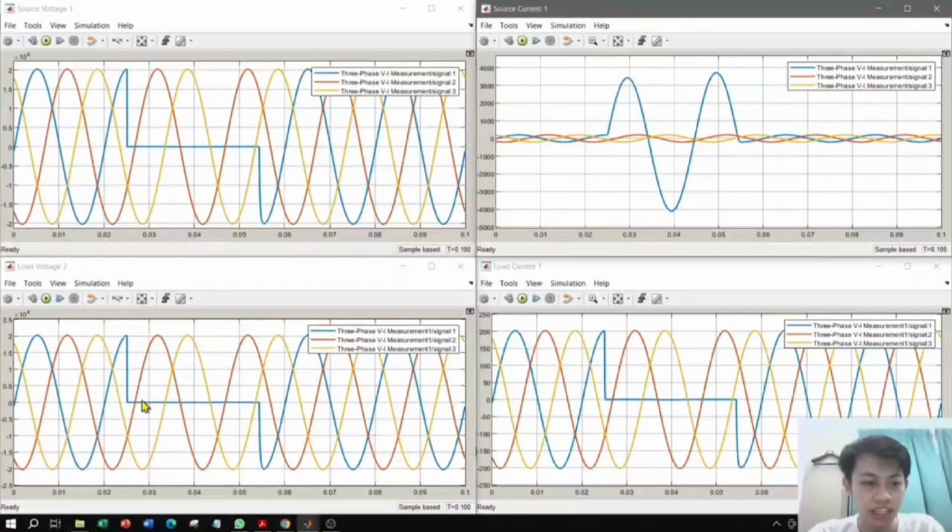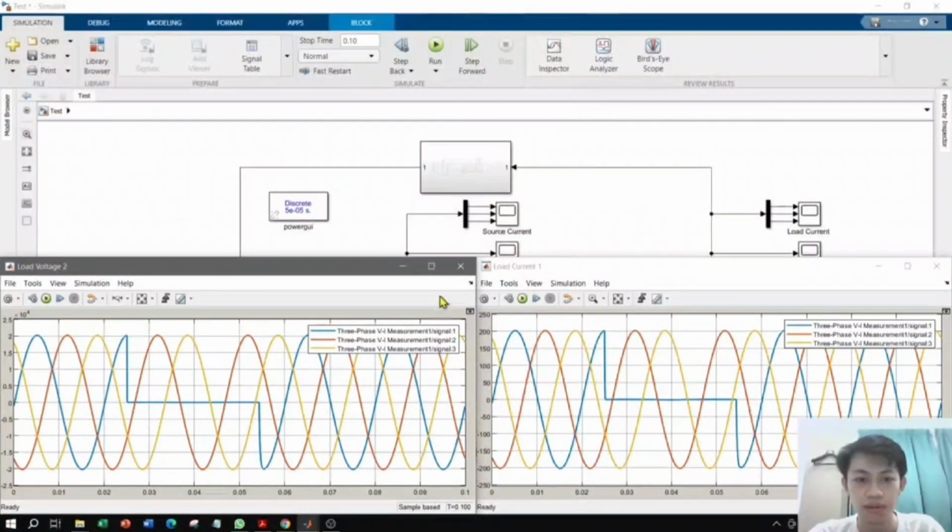For the low voltage, because of the fault during this fault period, the voltage will be cut off. Same also for the load current. During that time, the breaker will cut off the connection to the load from the source. As we can see here, it is 0 for only one phase because it is single phase to ground, single line to ground.